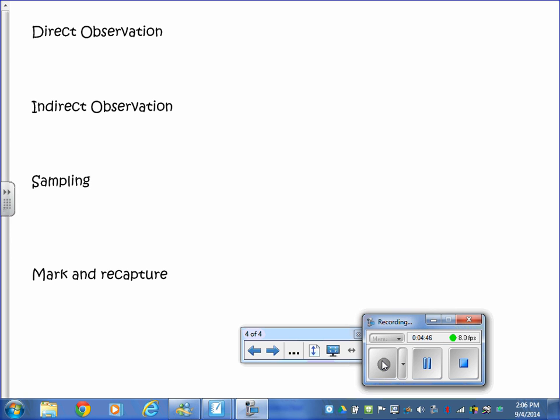Direct observation is where you actually count all the individuals in the population. So that's direct observation. I think the example they use in your reading is counting every single crab on the beach. Now this would be awesome if you could do this, right? Because then you'd know exactly how many crabs there are, and then each day or each week you could come back and see how the population changes over time. That'd be awesome. But there's some problems with this.